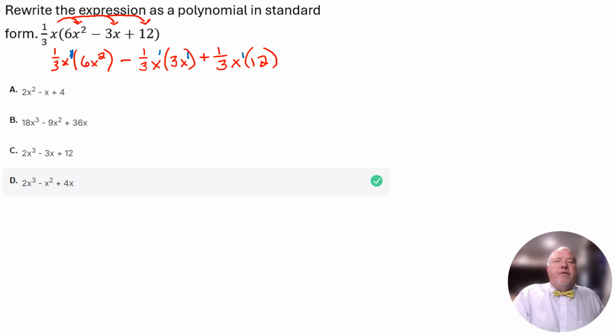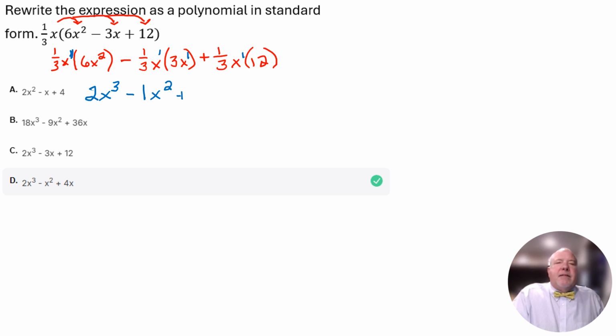So if I start with the first group here, 1/3 times 6 is 2. x times x to the second, you add the exponents, so that's x to the third. I go to the next group, 1/3 times 3 is 1. I'll write the 1 for now, but you don't need to. And then x times x, I add the exponents and I get x to the second.